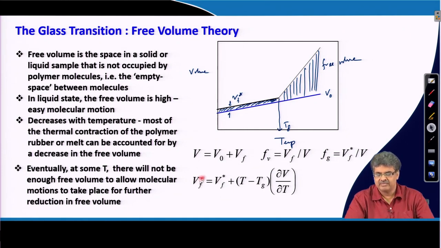So, the total free volume is given by this free volume plus the change in temperature times the rate of change of volume with temperature. Because this does not change much, the fraction of free volume is given by the free volume below the glass transition temperature plus the thermal term, and if we divide by volume on both sides, we get this expression. So, 1 by V dV by dT will be given by the coefficient of thermal expansion of free volume. So, alpha F is the coefficient of thermal expansion of free volume.